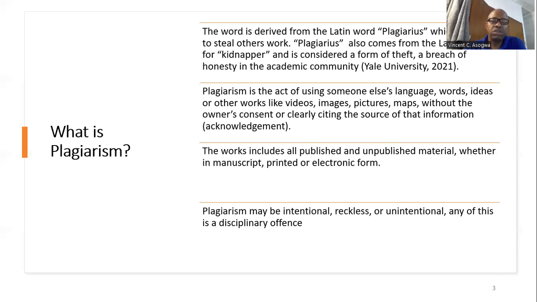The work includes all published and unpublished materials. That is, whether the material is published or not published, if you use it without proper acknowledgement, it is plagiarism, whether in manuscript, printed, or electronic form. Plagiarism may be intentional, reckless, or unintentional. Any of these is a disciplinary offense.